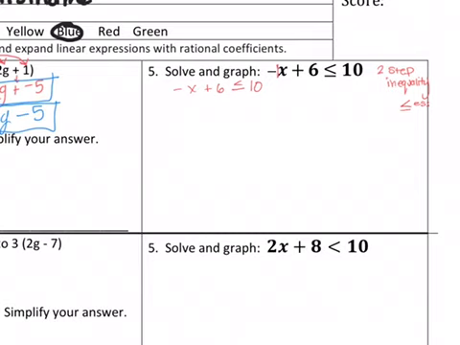You have to solve it and you have to graph it. So my first step is to undo addition or subtraction. Here I have plus 6, so I have to do the opposite of addition, and I subtract 6 from both sides. Now I have negative x is left. It's less than or equal to 10 minus 6 is 4.